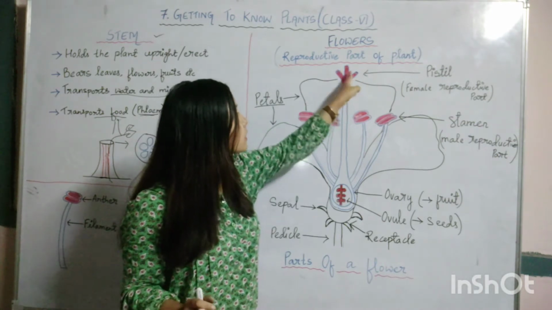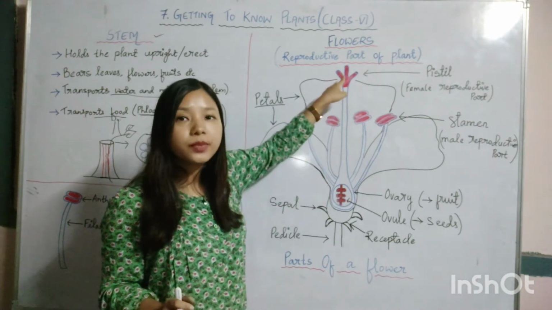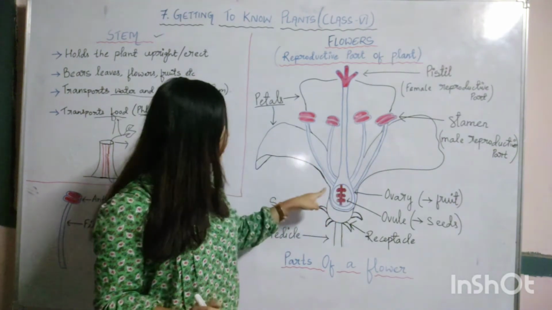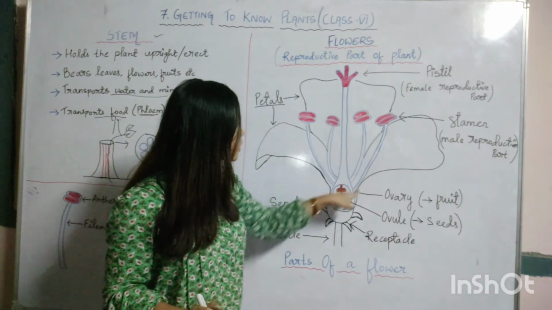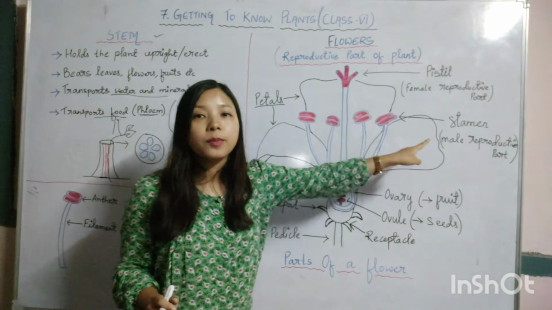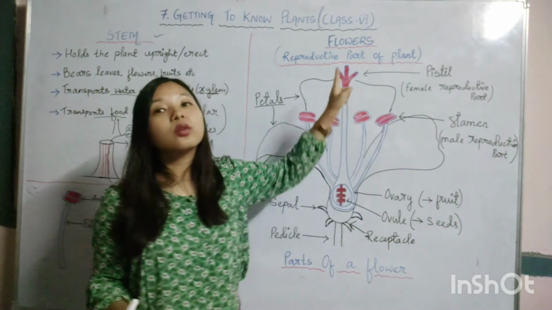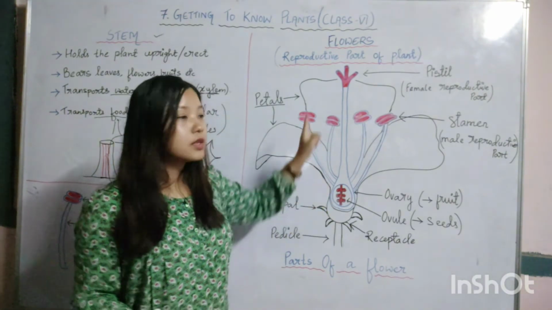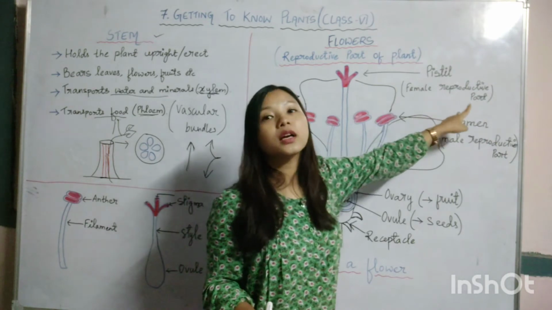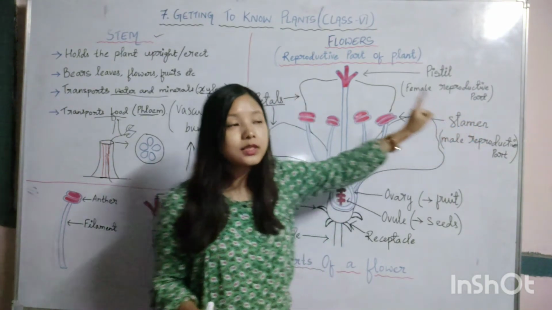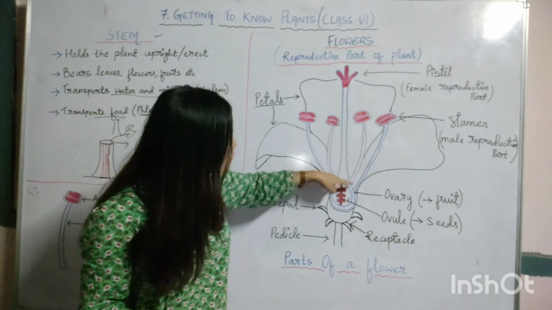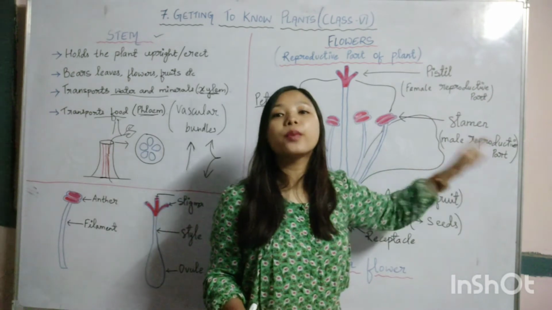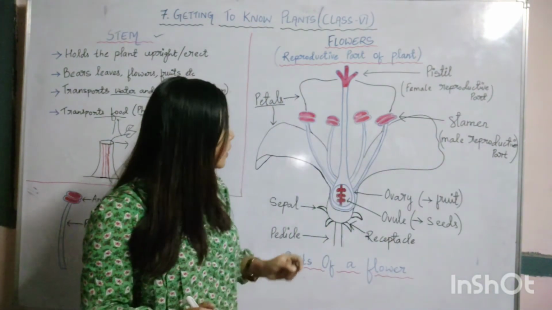This is known as the pistil. This whole structure is the pistil, whereas around this pistil you are going to see many such structures. They are known as stamens. Here you must remember, pistils will always be fewer in number compared to stamens. The pistil is the female reproductive part of a flower or plant, while the stamen, this whole structure, is the male reproductive part of a flower or plant.